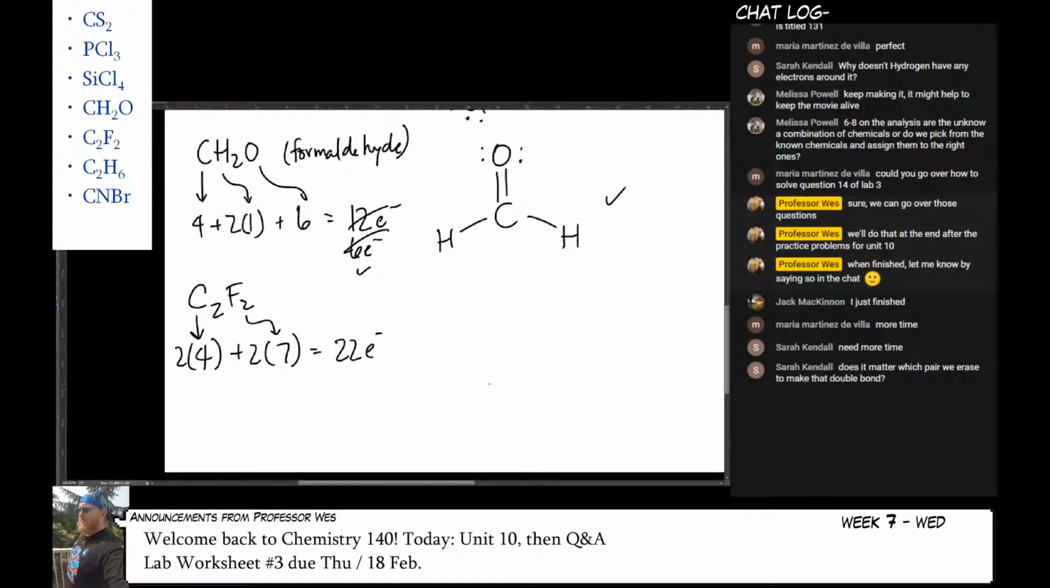Now remember, if you have multiple of the central atom, try and make them as central as possible. So I'm going to put these in the middle, and I'm going to put the fluorines around them. And then I'll just connect everything. Then I'll put remaining electrons on here. 2, 4, 6, 8, 10, 12. So I have 4 left. The remaining 4 go on the innermost atom.